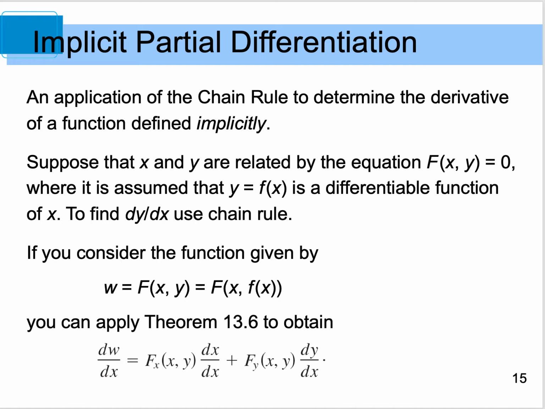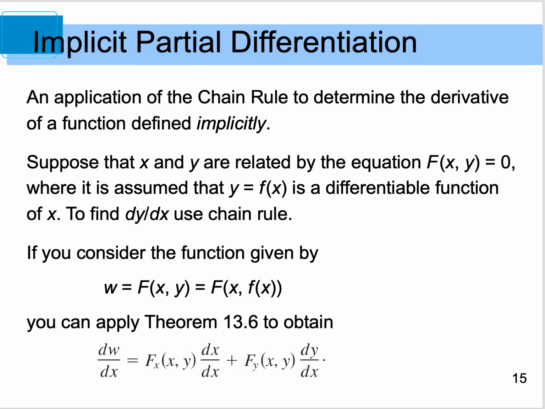So an application of the chain rule is when we do a derivative implicitly. So in that situation, we're going to say x and y are related by a given equation. So f of xy is 0, say. We're going to assume y equals f of x is differentiable. It's always an important assumption. Then we're going to find dy dx using the chain rule.